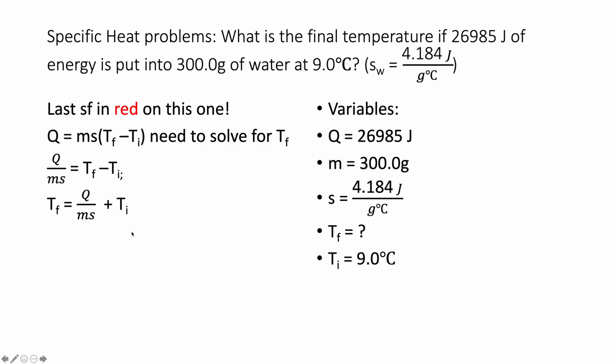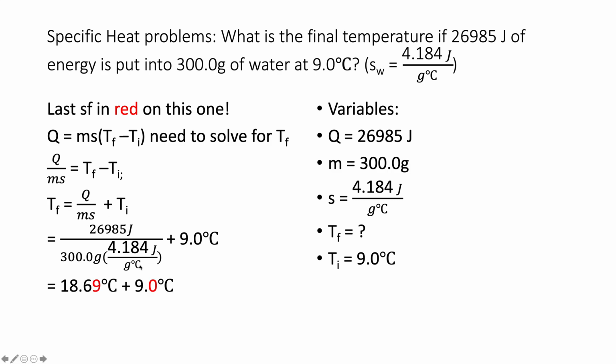Now I'm going to put the numbers in. All right, so Q, 26,985, M, 300.0, and there's your S. The units here, joules cancel, grams cancel, this would be degrees C, and then TI was 9 degrees. Now look, I have 5 sig figs, 4 sig figs, 4 sig figs, 2 sig figs. So now I'm going to do this math. That comes out to be 4 sig figs, 18.69 degrees C.